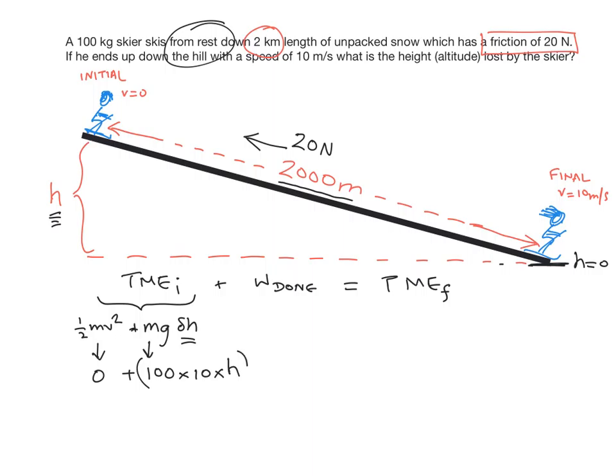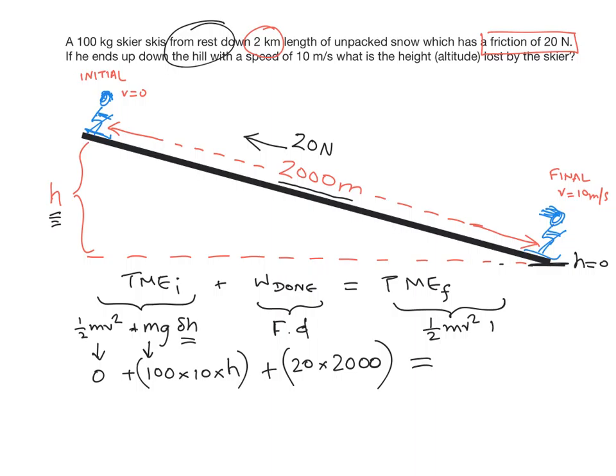We now have to add to that the work done. And so the work done is actually equal to the force times the distance it was acting for. The force, of course, in this case is 20 newtons, multiplied by a distance that it was acting for of 2,000 meters. And all that equals the total mechanical energy finally in its final situation. And of course, that is also the sum of the kinetic energy plus the gravitational potential energy.